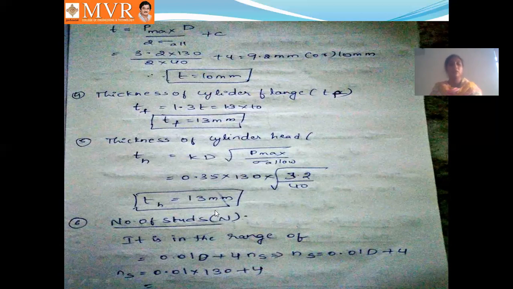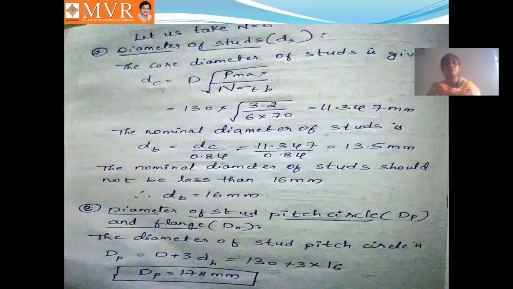Okay, next, the number of studs, which we take as N. What does the number of studs mean? When we fix the cylinder at the top position, there are bolts, and to fix the bolts, the studs are important. It is in the range of 0.01 D plus 4, which gives NS. Substitute the D value and you will get NS. Okay, next, just take capital N is equal to 6.